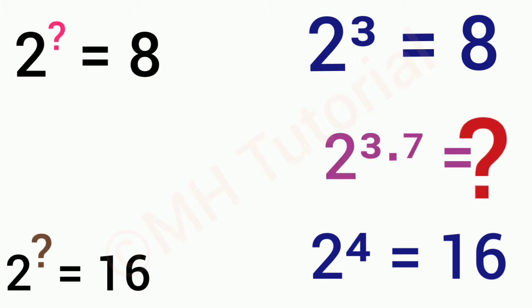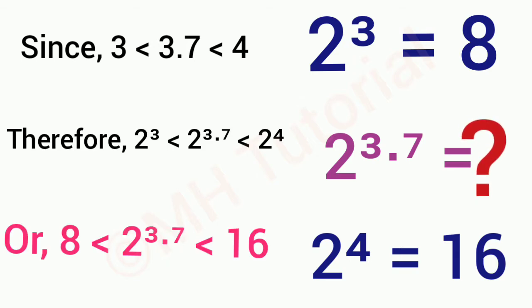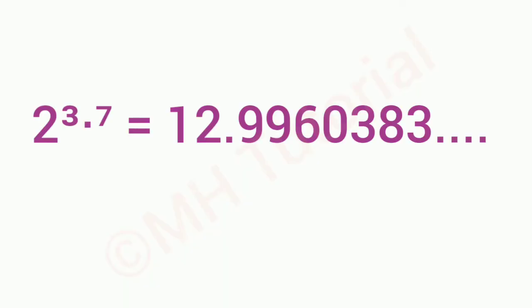Now if the exponent of 2 is 3.7, how much do we get from it? It's a difficult question for you, isn't it? It's a difficult question for me too. In fact, it takes a lot of time and patience to determine this value. However, it is easier to guess. Considering the previous two instances, we can understand that the value of 2 to the power 3.7 is greater than 8 and less than 16. Thus, the value of 2 to the power 3.7 lies between 8 and 16. Using a scientific calculator, we get 2 to the power 3.7 equals 12.9960038. It is an irrational number.